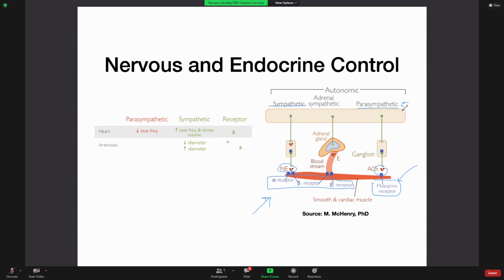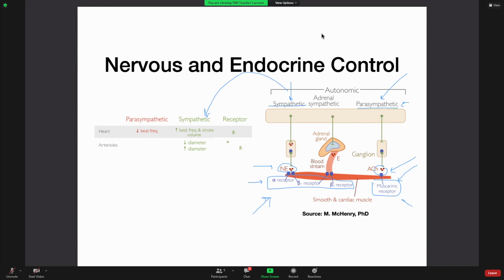So basically what I was trying to get across on this slide is, at the heart level, if we expose it to norepinephrine, or activate a beta receptor, you should be able to predict what that will do. Those are sympathetic responses. If we activate that, it'll increase beat frequency and stroke volume. It means your heart beats faster and stronger. If we expose it to acetylcholine or activate muscarinic receptors, you should know what that does to the heart, because the parasympathetic response will slow it down. It will decrease the beat frequency. So does that make sense? That's what I was trying to get out of that slide.